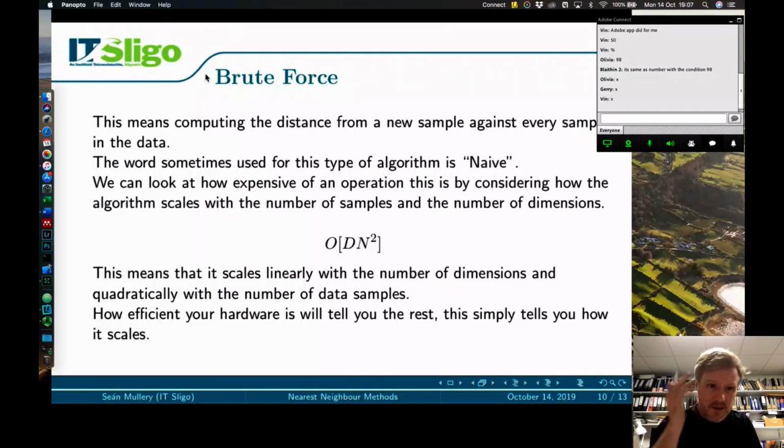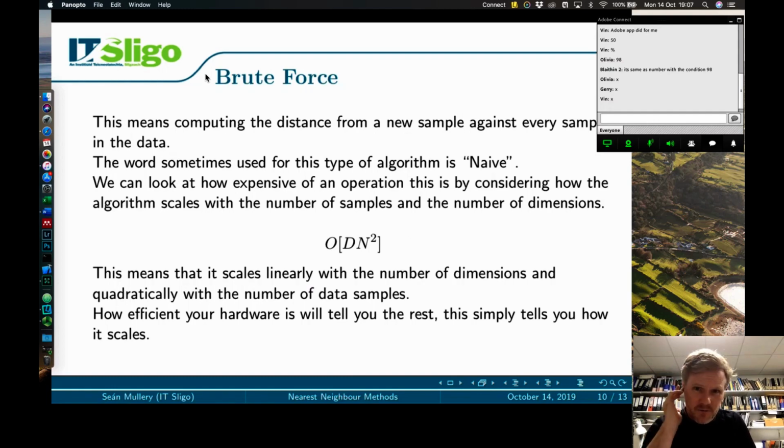So the brute force method means computing the distance from a new sample against every sample in the data. The word sometimes used for this type of algorithm is naive. If you hear this word naive, it basically means that we're not really being clever about this at all. We're just going with the simplest method, which is often inefficient.